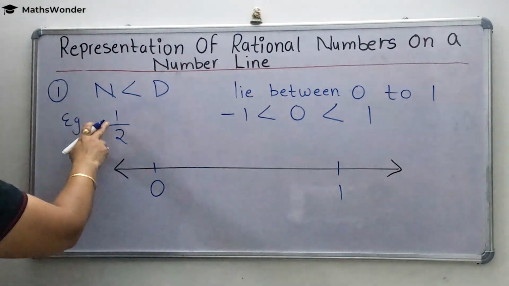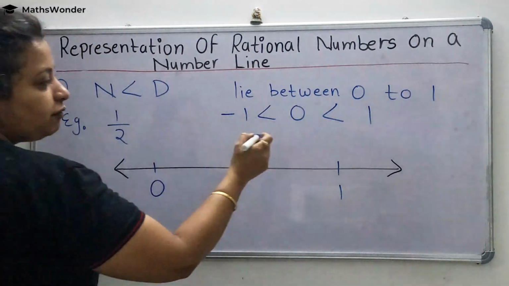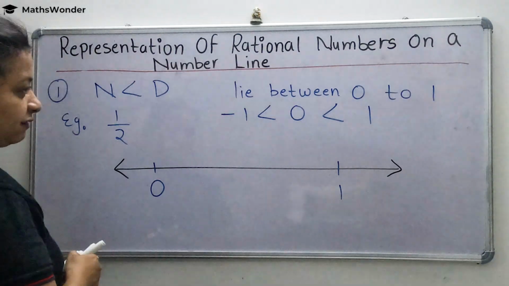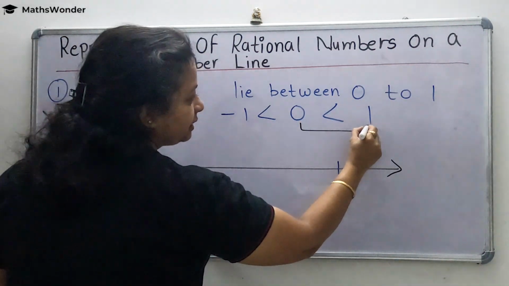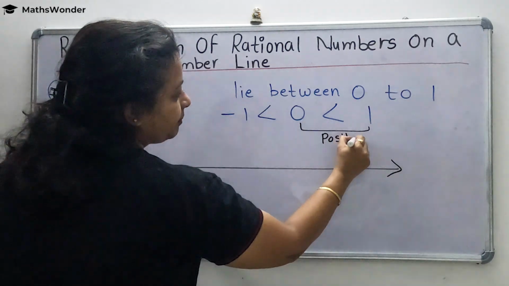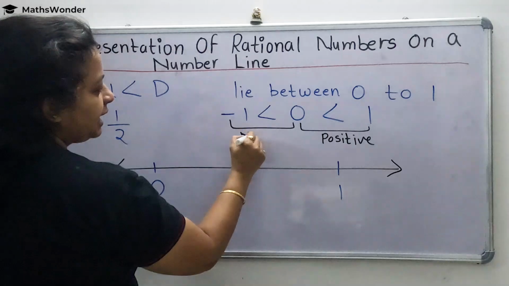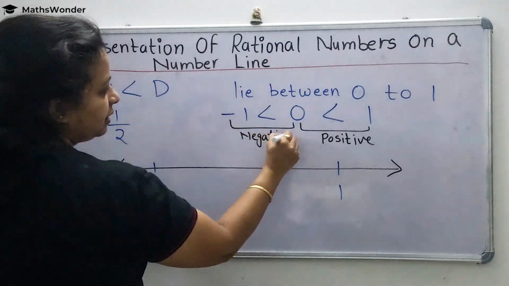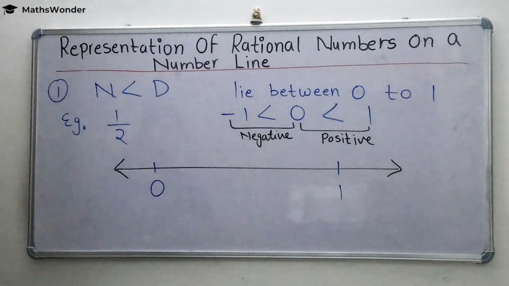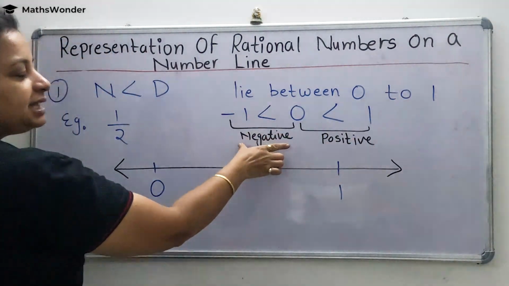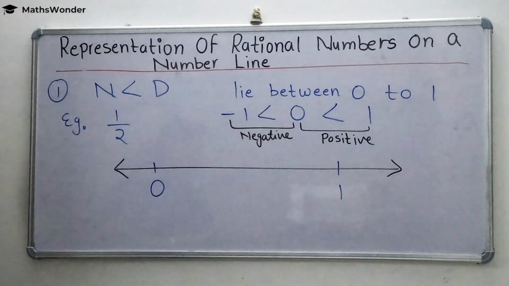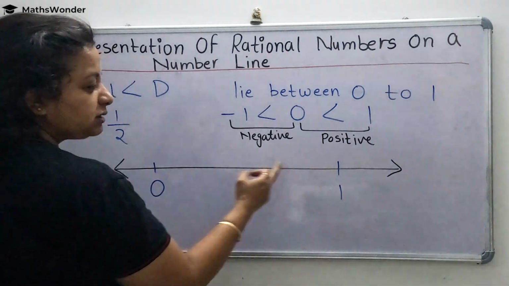If 1 over 2 is given, 1 over 2 is a positive number, so it will lie in this part, only positive. This part you will take for the negative rational number. This you will use for the positive rational number, and this part for the negative rational number. Because we need to represent 1 over 2 on the number line, you will represent only the positive 0 to 1.